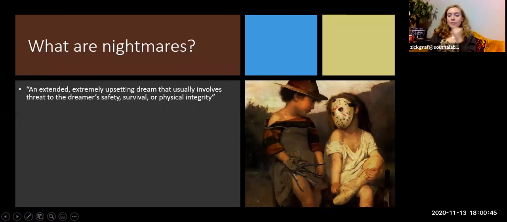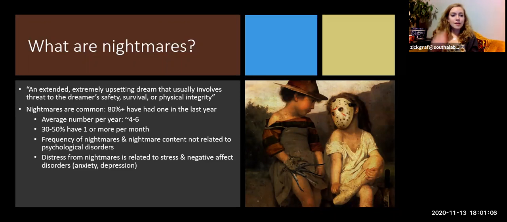Okay. So that was REM behavior disorder, where people basically enact their dreams because they're not properly paralyzed. Many of those dreams are nightmares, dreams that have really scary, high conflict, upsetting content, especially content centered around threats to the dreamer's physical safety, their survival, or their physical integrity. So that's what a nightmare is.